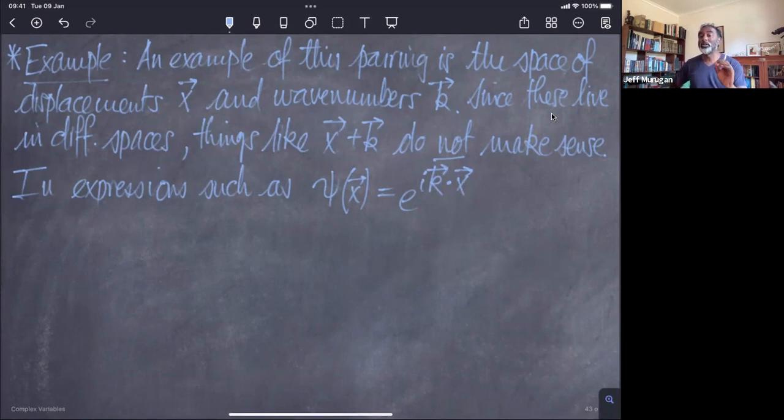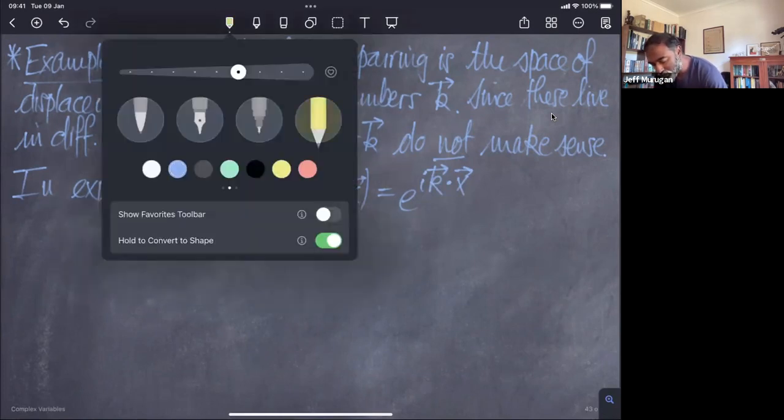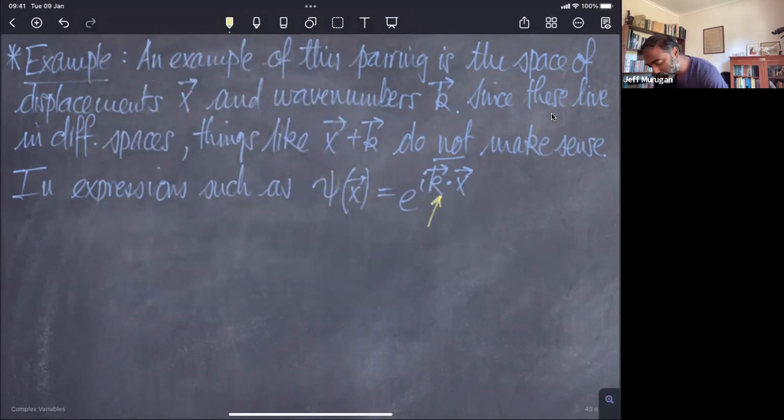But this is not a real dot product. In fact, it cannot be a real dot product because that would require the vectors to live in the same space. So in this case, this here is not a real dot product.